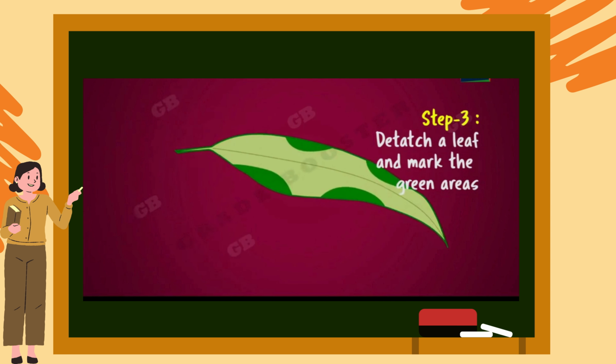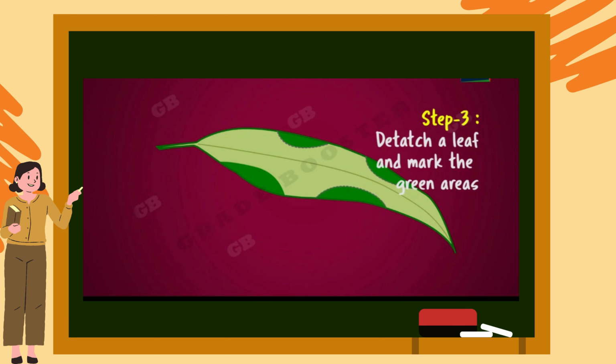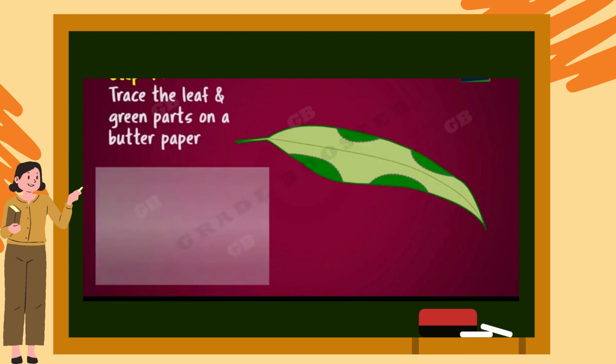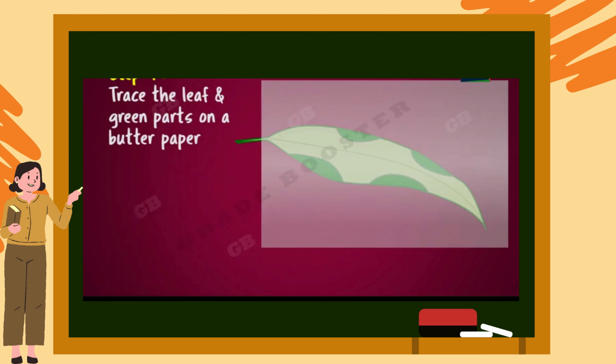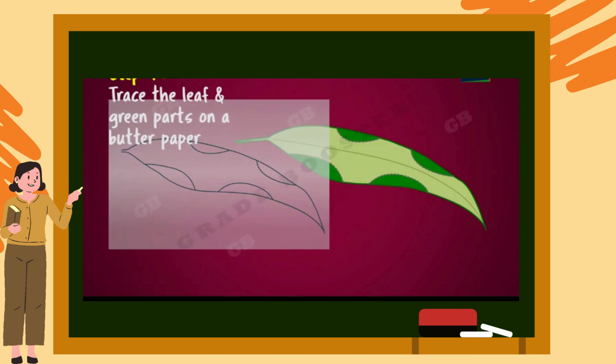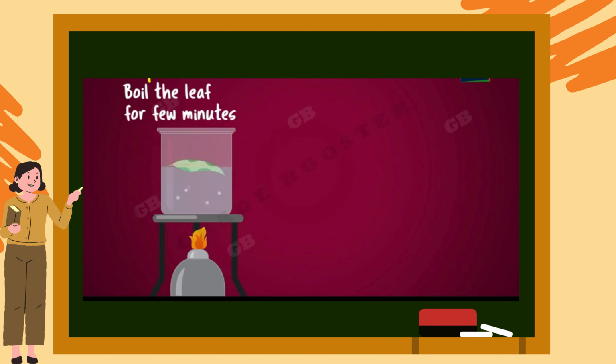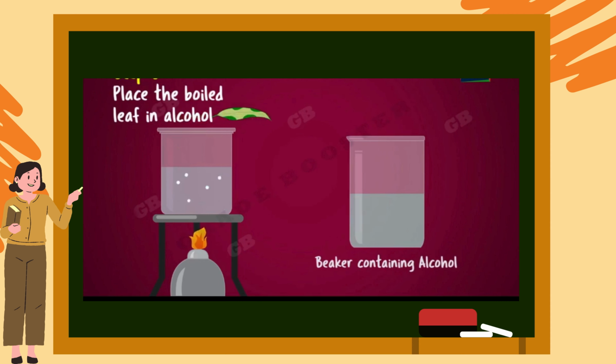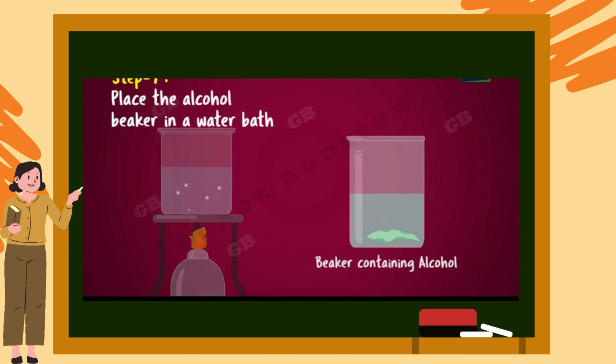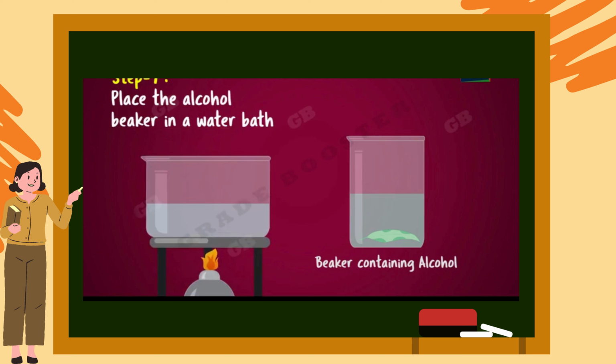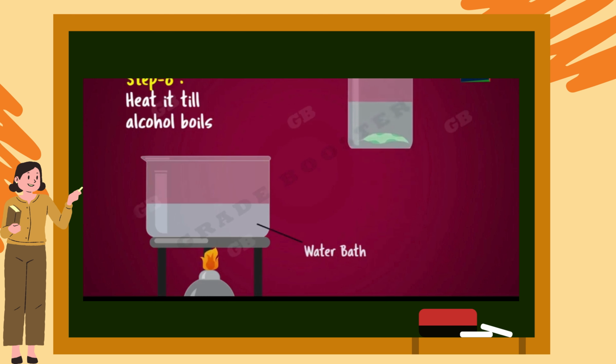Now detach a leaf from the plant and mark the green areas of it. Now trace the leaf and its green borders on a butter paper. Next, place the leaf in boiling water for a few minutes. Take it out and place it in a beaker containing alcohol. Now place the beaker with alcohol into a water bath. Heat the setup till the alcohol begins to boil.